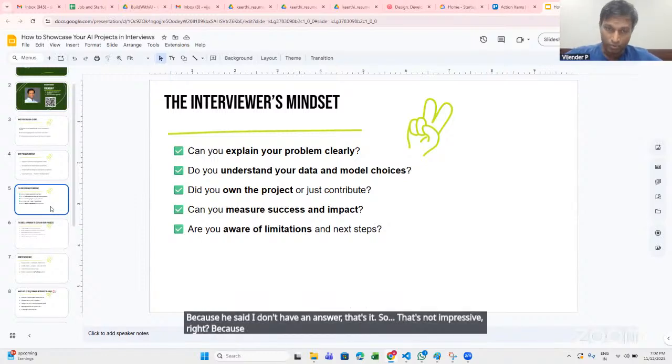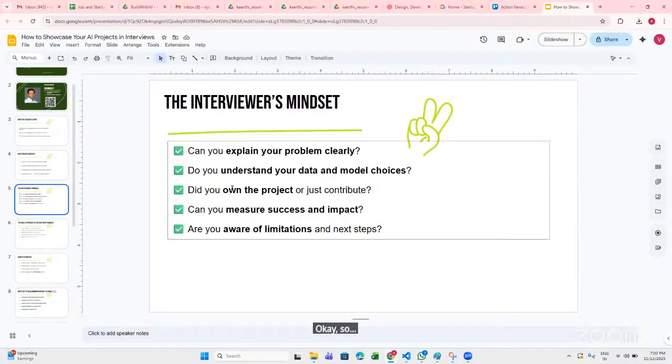Because I want you to know what the model choices are. Why did you do this? Why did you not do that? Correct. So you should know it. You should know what the options and alternatives are. So that's the second point.